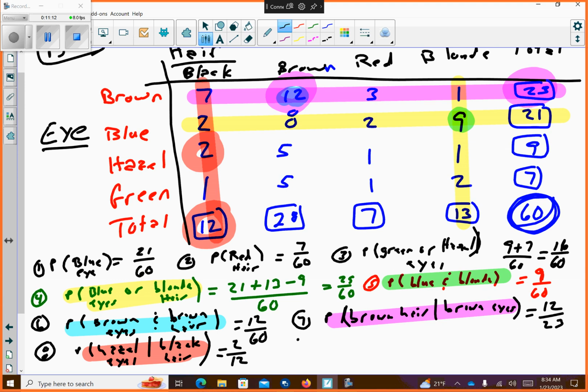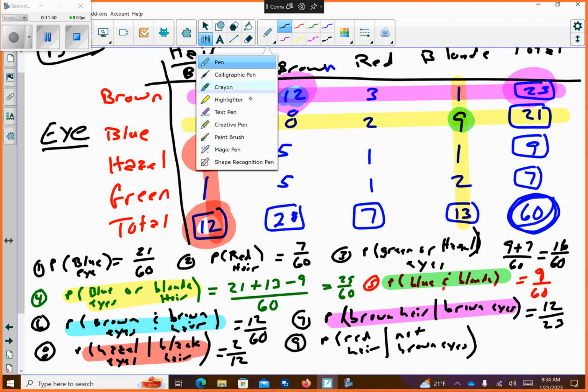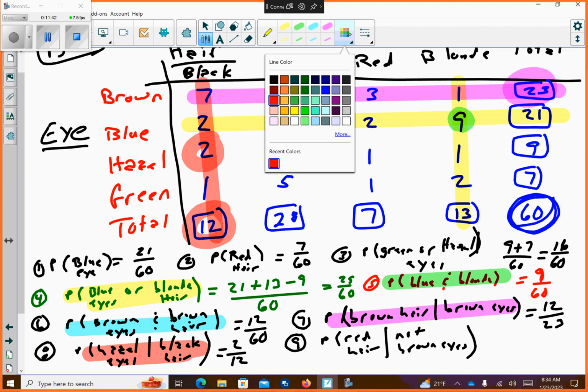Problem number 9. What's the probability the person has red hair, such that the person does not have brown eyes? Okay, so gotta be a little trickier with this one. Let's go.